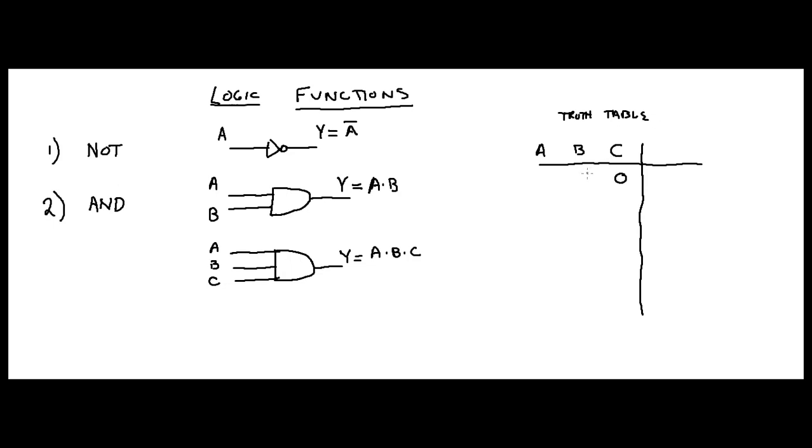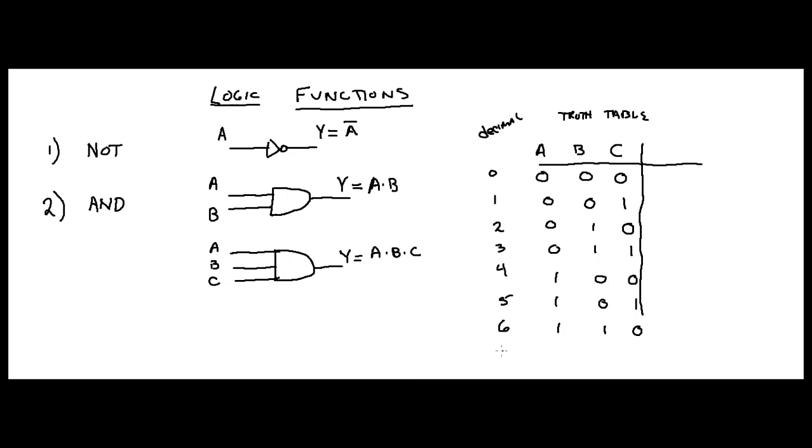So we have 0, 0, 0. What's after that? 1, 0, 0. Let's just do the decimal over here. So this is decimal 0, right? This is 1. The next one's going to be 2, isn't it? That's going to be 0, 1, 0. How about 3? 1, 1, 0. What's 4? 0, 0, 1. Then we have 5. What's that going to be? 1, 0, 1. Then we have 6, 0, 1, 1. Finally, 7. 1, 1, 1.